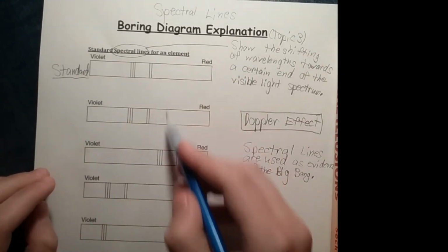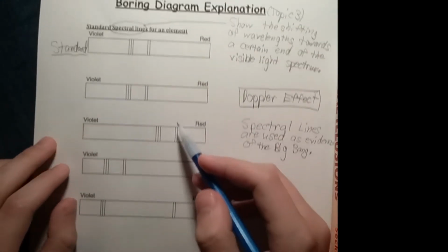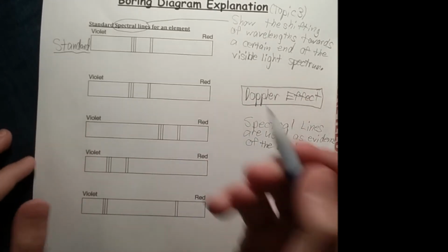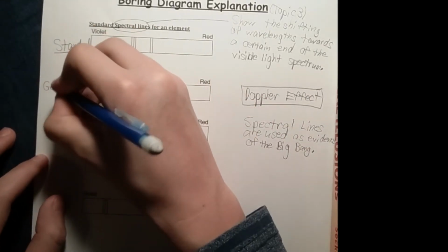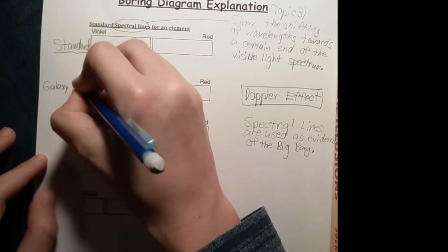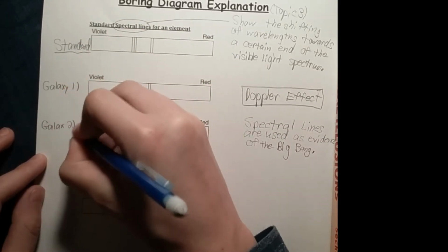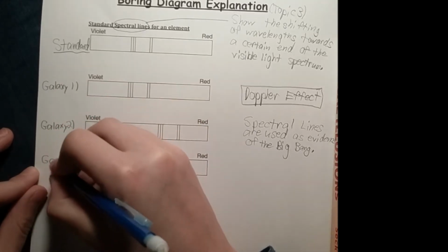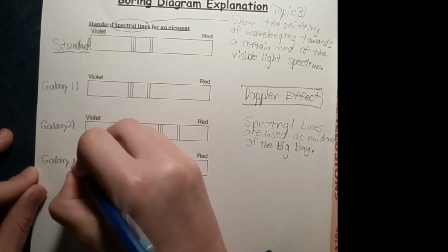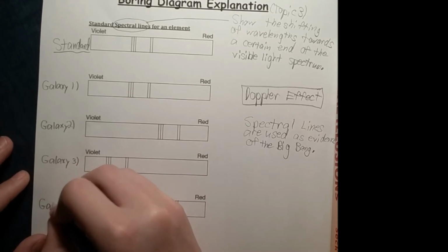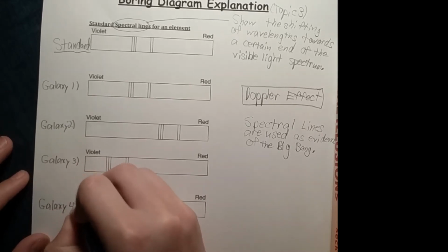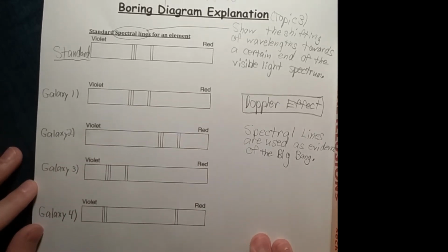So let's label all of these last four models as individual galaxies. This way it'll be easier to talk about them. So we'll label this one Galaxy 1, Galaxy 2, Galaxy 3, and Galaxy 4. Okay, so let's start with Galaxy 1.